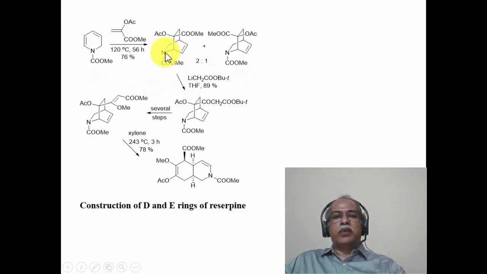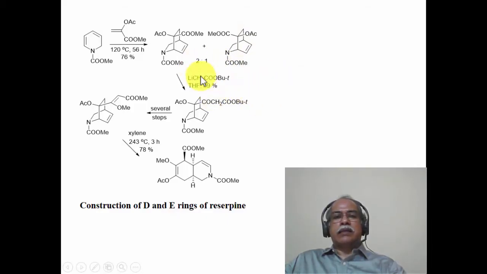It produces a 2:1 ratio of the two isomers that are possible for the Diels Alder reaction depending upon the orientation of the acetate and the carbomethoxy functional group. One is an endo, the other one is an exo type of adduct. With respect to the carbomethoxy group, this is an endo product. With respect to the acetoxy, this is an endo product, for example. In a 2:1 ratio, this is produced.